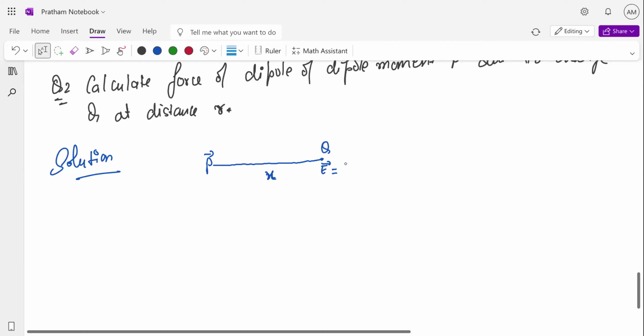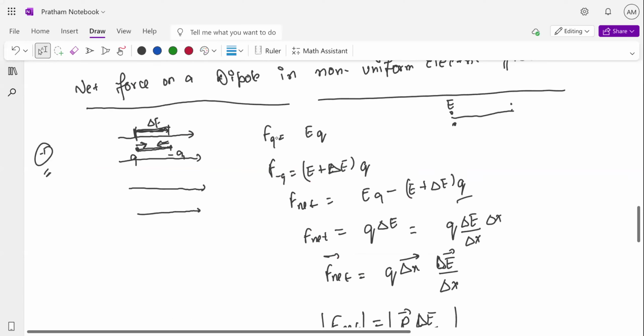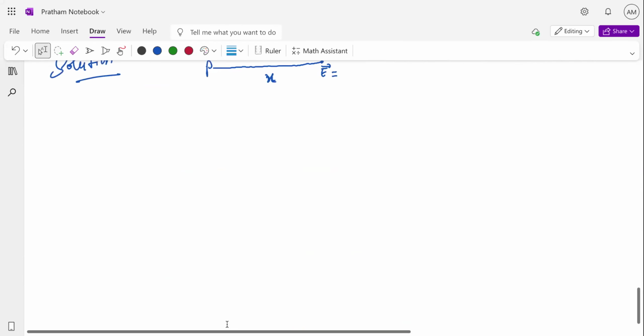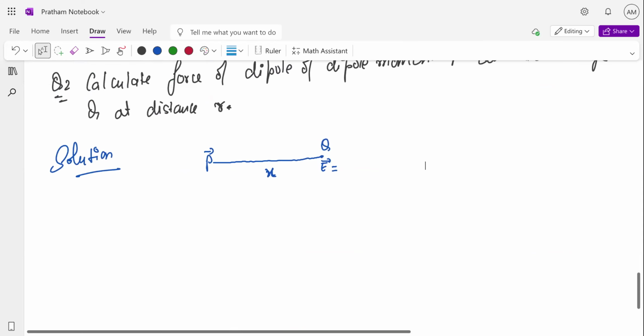What will be the value of the electric field in this case? The electric field intensity we have studied before. Assume it to be the axial position. Then 2kp by r cube, or you can say x cube. Is it x cube? Yes.